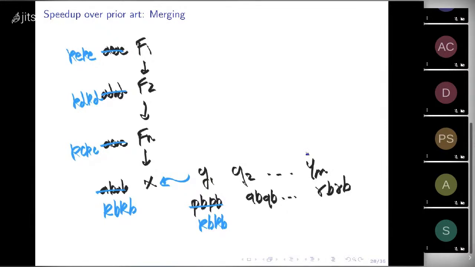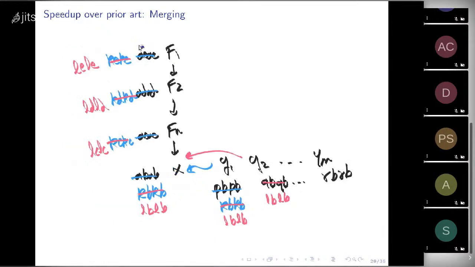We need to recompute all the hashes, because now we want the hashes to know that x is indeed equal to y1. So the hash of x changes to kb, the hash of y1 changes to kb. But if x changes, then so should its parent. So then this changes to kc. But if fn changes, its parent should also change. So that changes to kd, and so on up to f1.